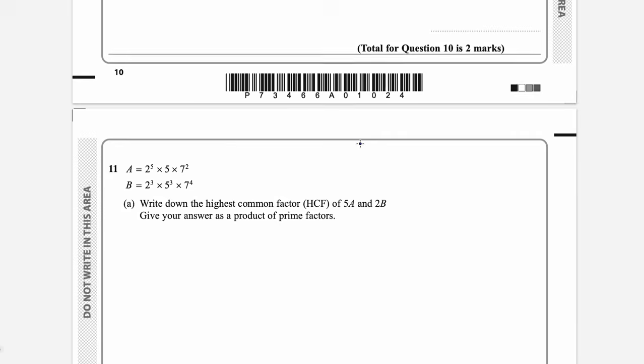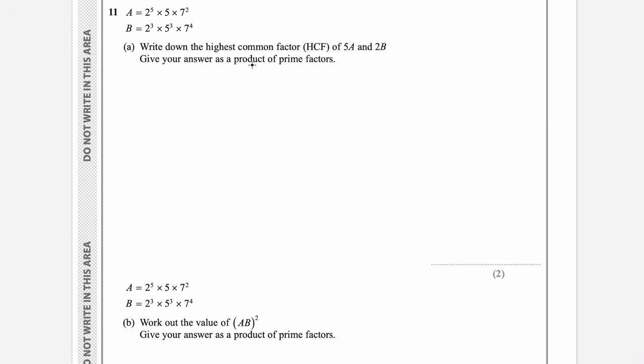Okay, question 11. Write down the highest common factor of 5a and 2b. Okay, 5a is just this times 5, so it's just another 5. So it's 2 to the power 5 times 5 squared times 7 squared.